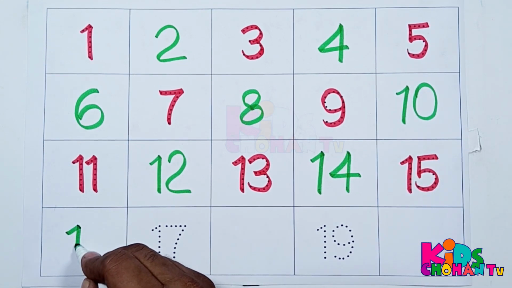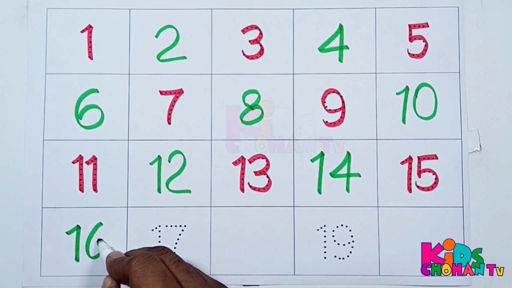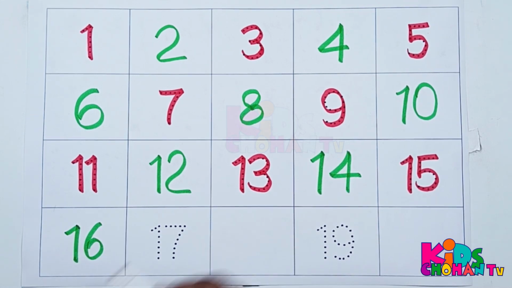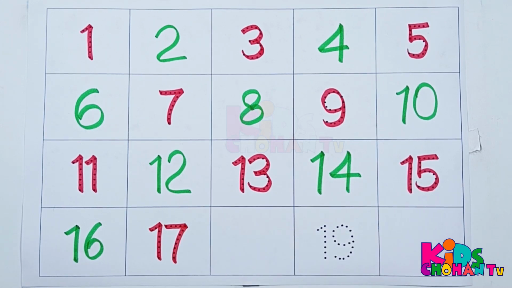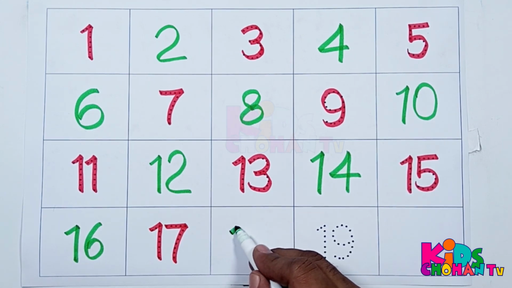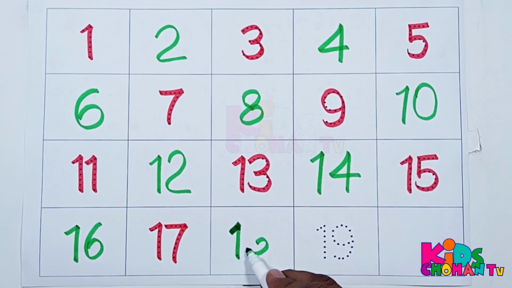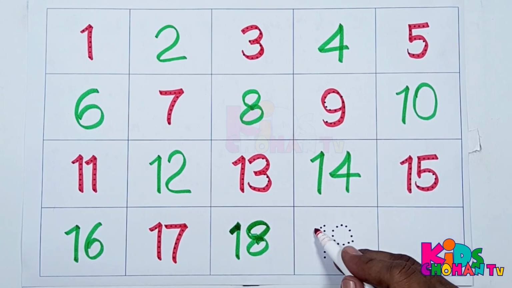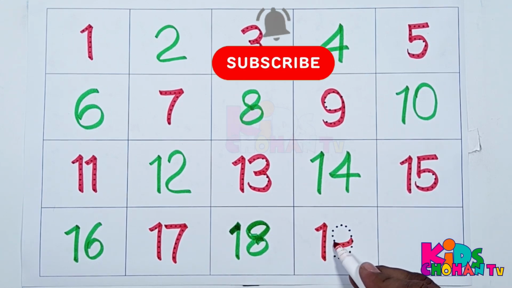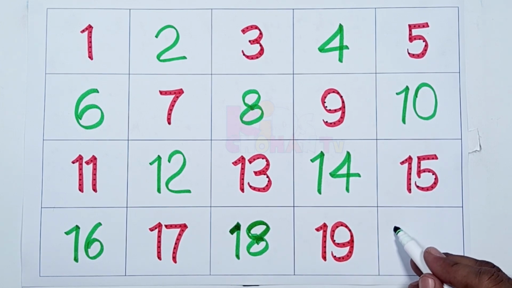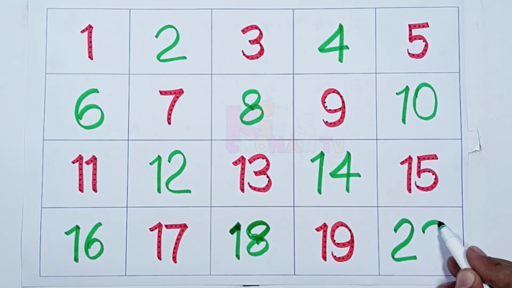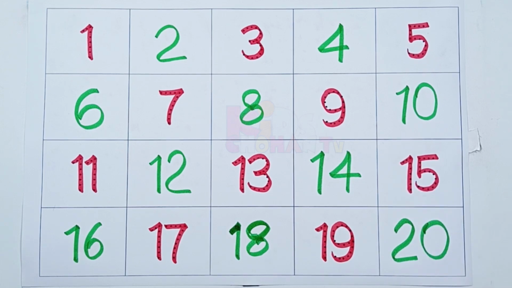Kids, we are tracing 1, 6, 16. 1, 7, 17. Missing number 1 and 8, 18. This is number 1, 9, 19. This is number 2, 0, 20.